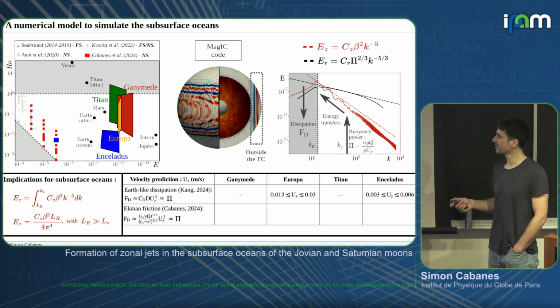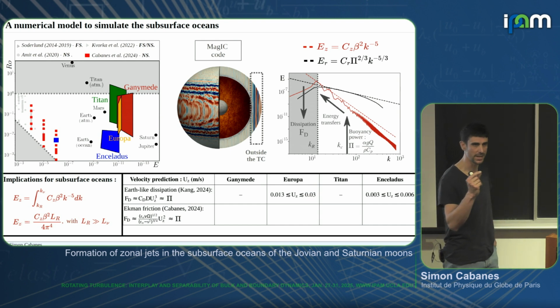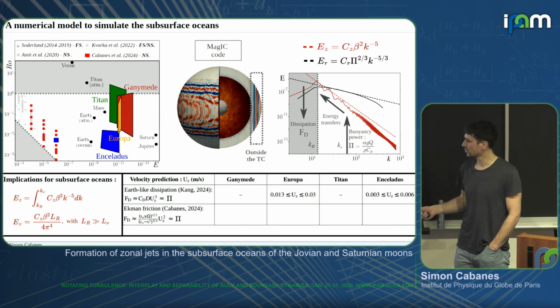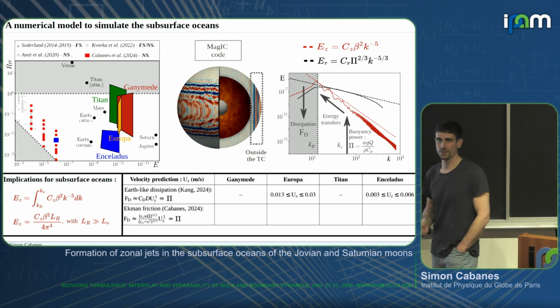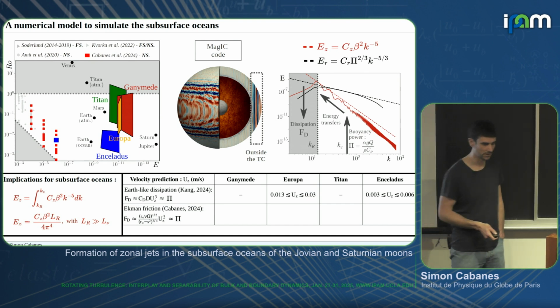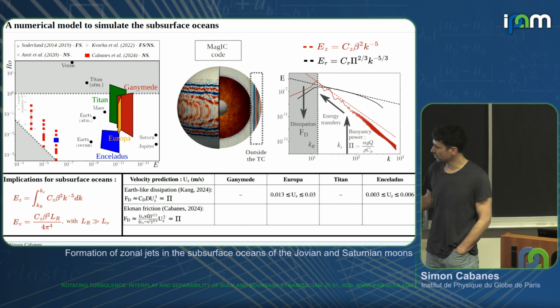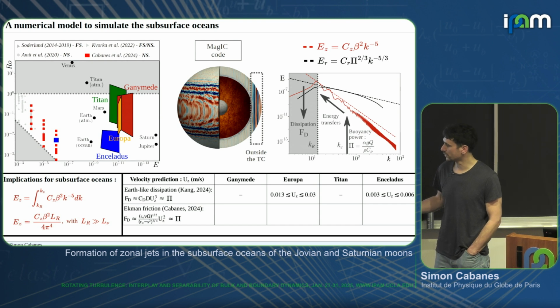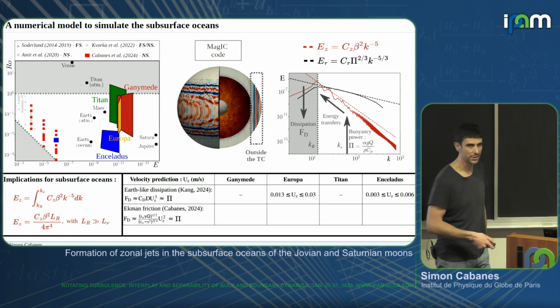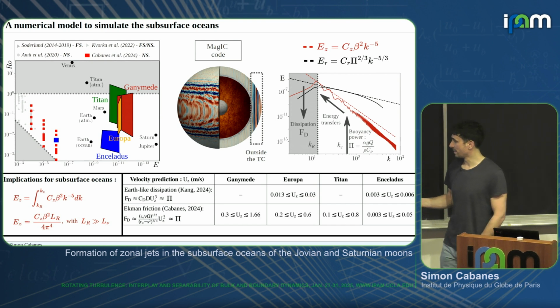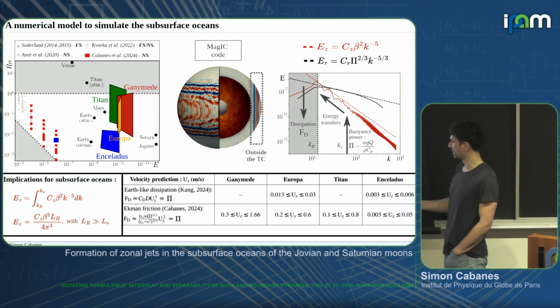And then you can estimate the dissipation rate due to Ekman friction, and this depends on the Ekman layer, and you can derive a formulation which depends on the viscosity, of course, the rotation rate, and some geometric parameters of the planet. So you can find this derivation in the paper. And then you have a relationship between the upper bound for the zonal velocity and the typical energy input in the oceans. And then you can have other predictions for the different planets.